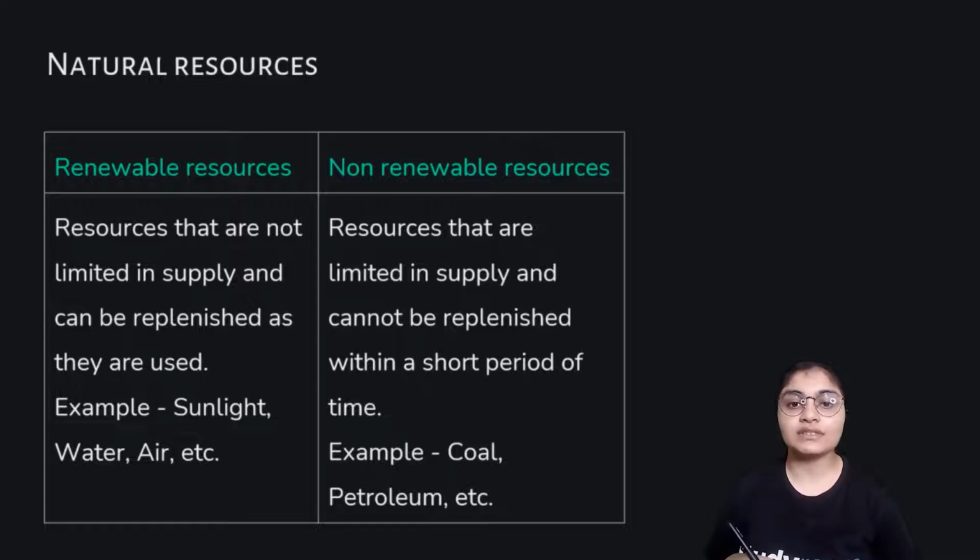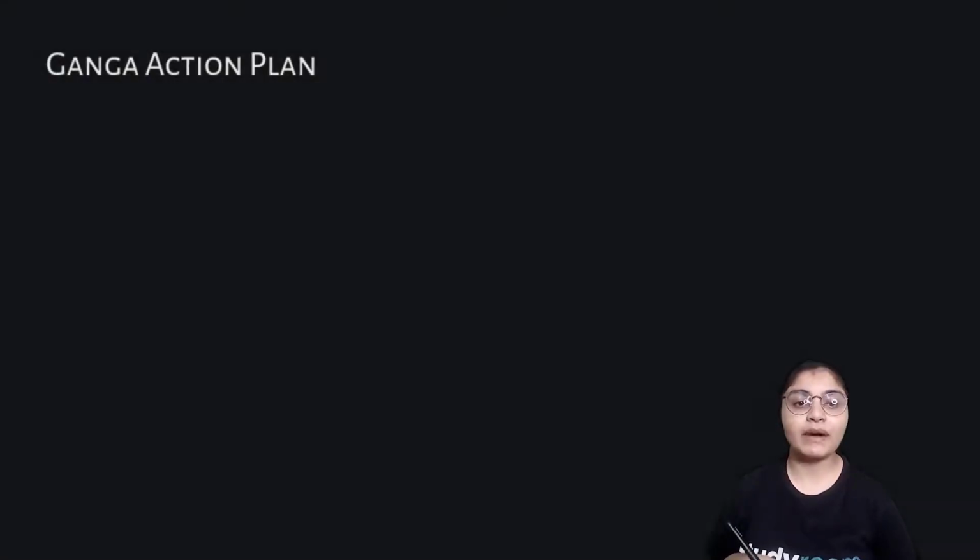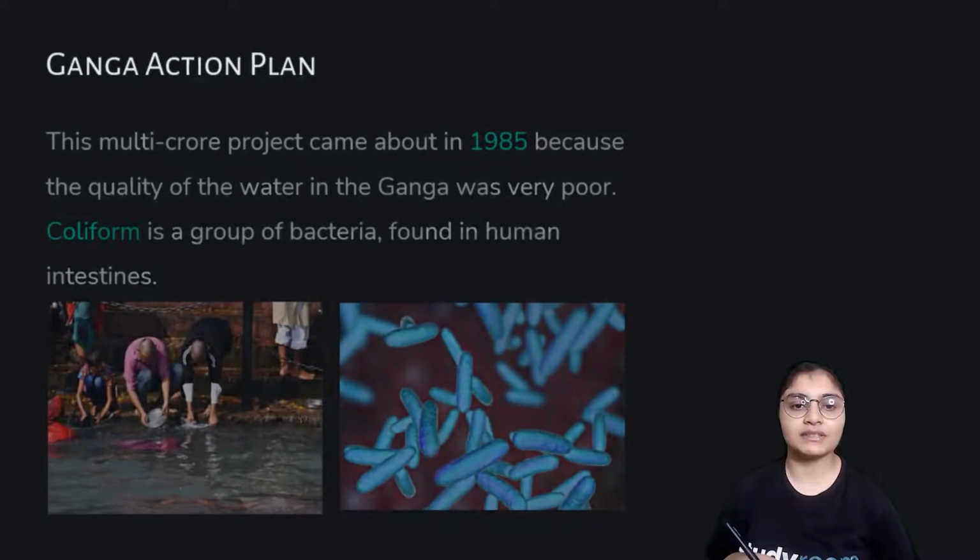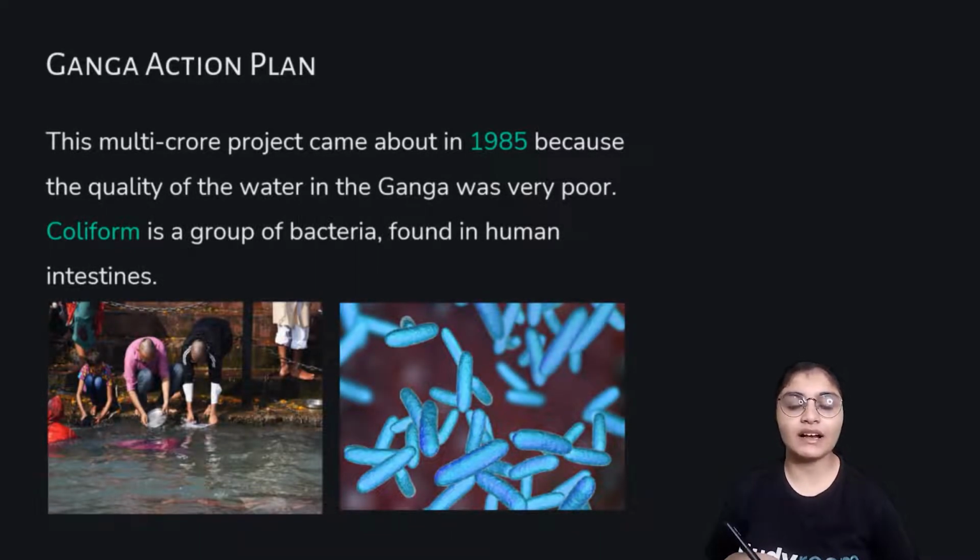because some of these resources are non-renewable, and if we use them up, they cannot be replenished within a short period of time, right? So, keeping that in mind, we have the Ganga Action Plan. What happened in the Ganga Action Plan was that it was a multi-crore project which came about in 1985 because the quality of the water in the Ganga was very poor.